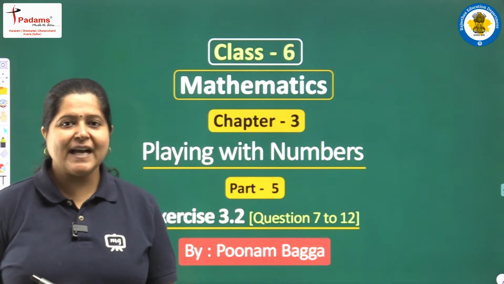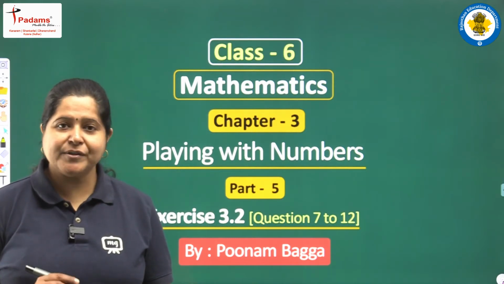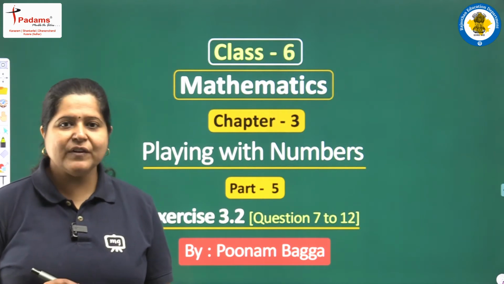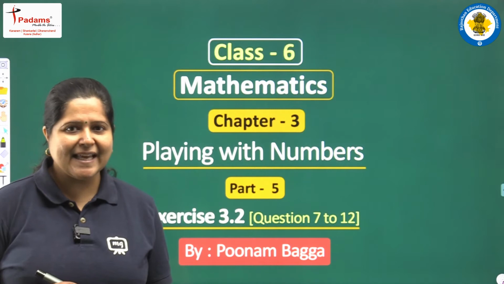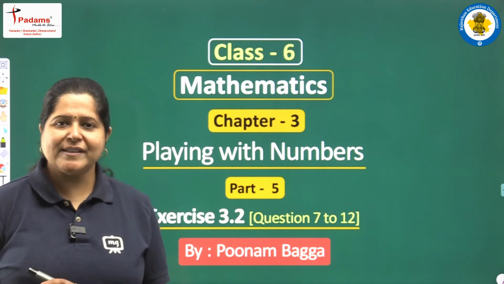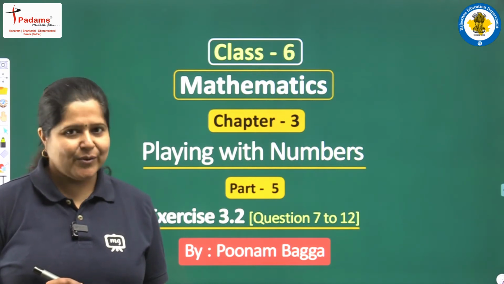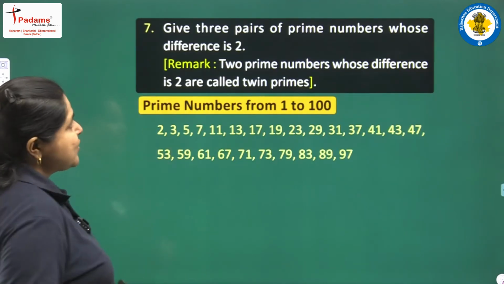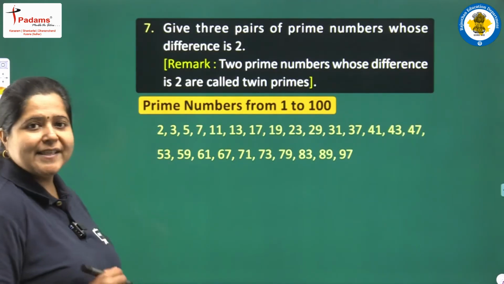In our previous class, we started exercise 3.2 and we did question number 1 to 6 of it. Today also we will be continuing with the same exercise and we will be taking up question number 7 to 12. So here is question number 7. Give 3 pairs of prime numbers whose difference is 2.